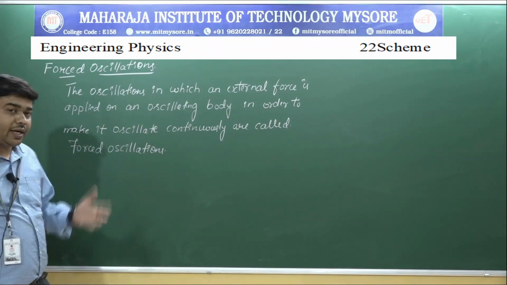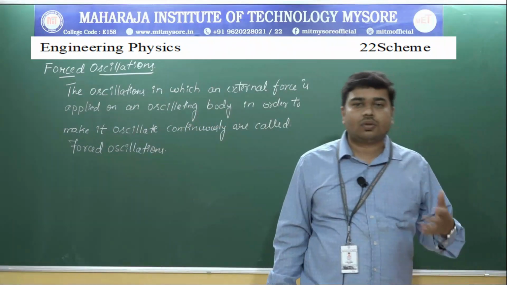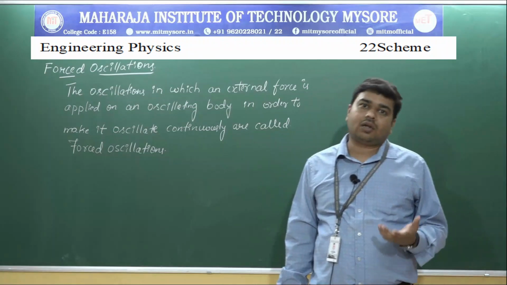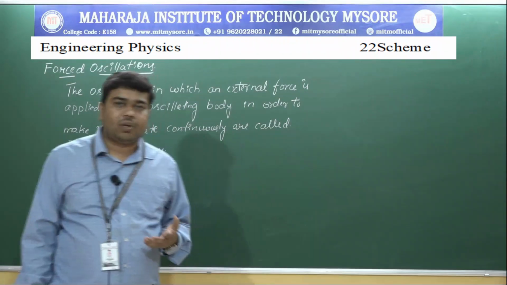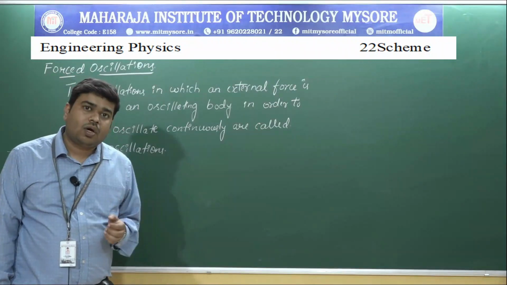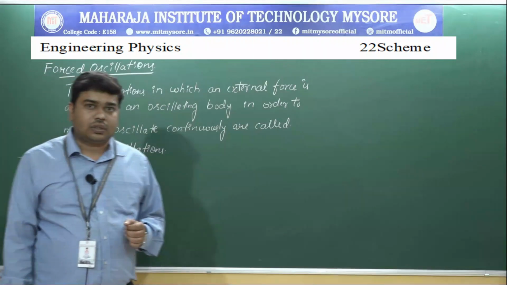Now, in the case of forced oscillations, we give an external force of the same frequency and same amplitude which we applied earlier to an oscillating body. We apply the force again so that the oscillating body does not stop exponentially with time. That kind of oscillation we call a forced oscillation.